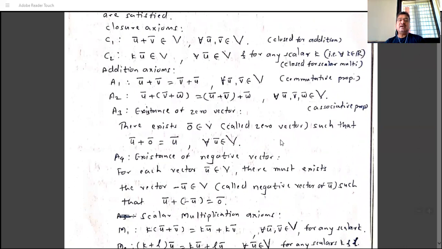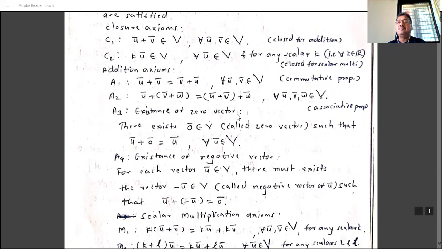The third one is existence of 0. There exists a 0 bar in V. It is just the notation 0 bar. What is this? It is called the 0 vector, and it is not your usual 0. But what is its property? u bar plus 0 bar is u bar for all u bar belonging to V. So it is necessary that there exists an element 0 in that vector space. If this 0 does not exist in V, then V is not a vector space.